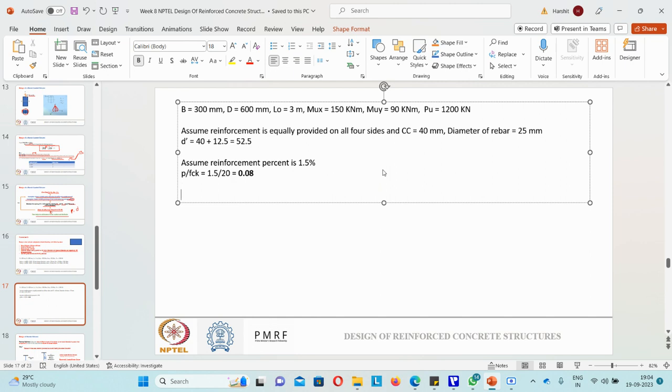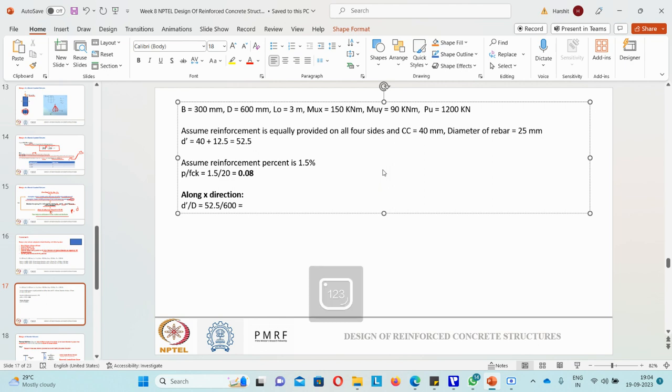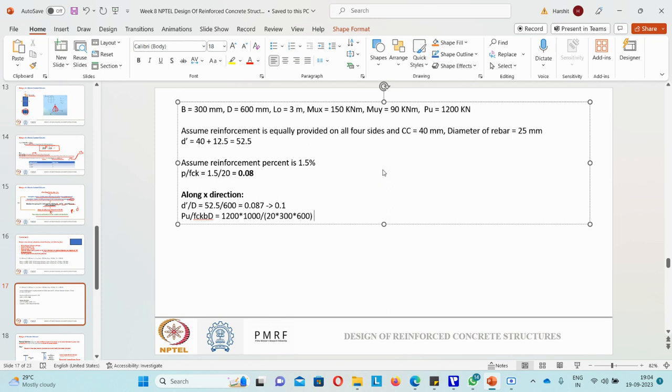Now, along the x direction, my d dash by d will be equal to 52.5 divided by 600, so it will be 0.087. I need to round it up to the closest multiple of 5, so I will take 0.1. My Pu by fck b D will be 1200 into 1000 divided by 20 into 300 into 600, so this value will come out to be 0.33.